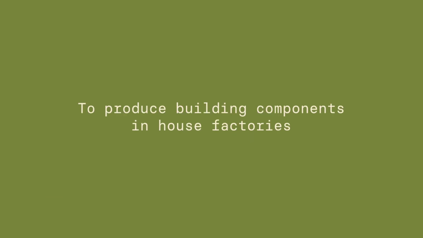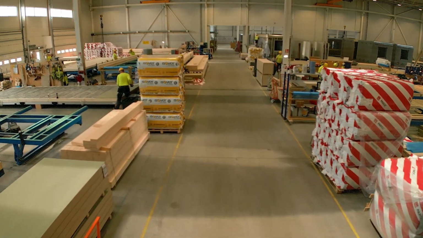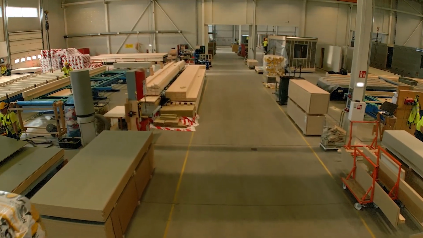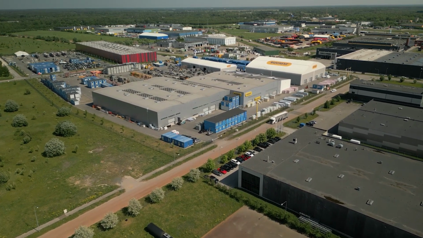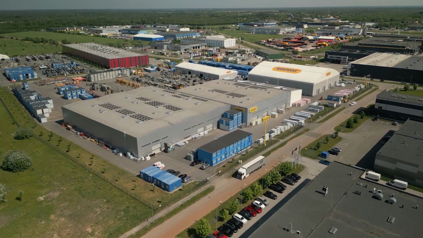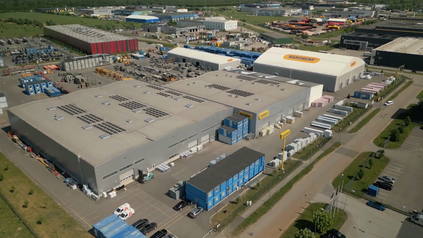To produce building components in house factories, a wide range of products and materials is required, including wood, boards, technical equipment, and final finishing. Therefore, before production begins, it is essential to ensure that all necessary materials are delivered. To store these materials and products, hereafter we will simply call them materials, corresponding warehouses have been built near the production areas, where the products are protected from weather-related damage.